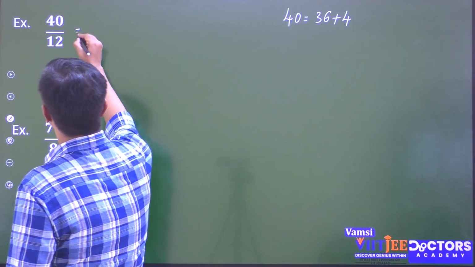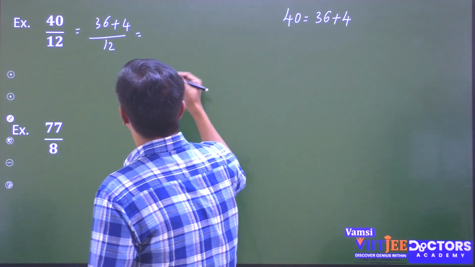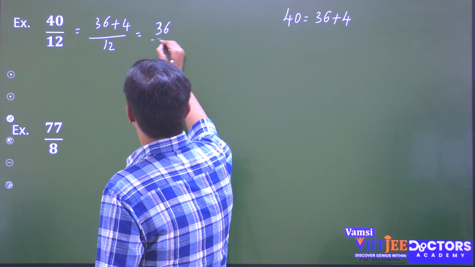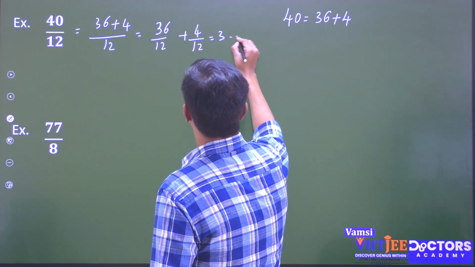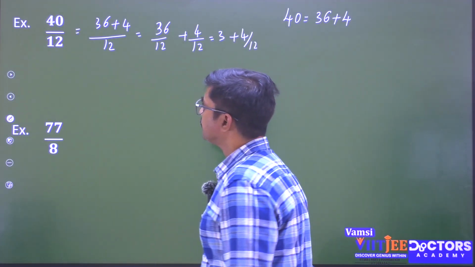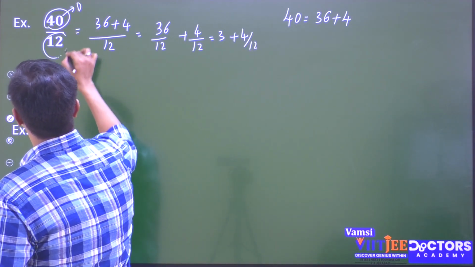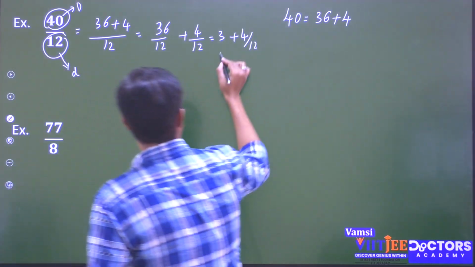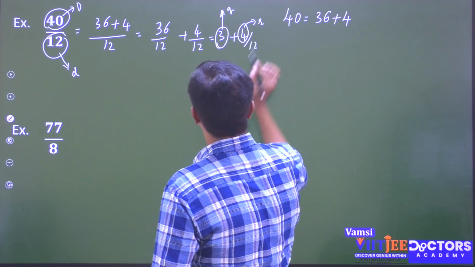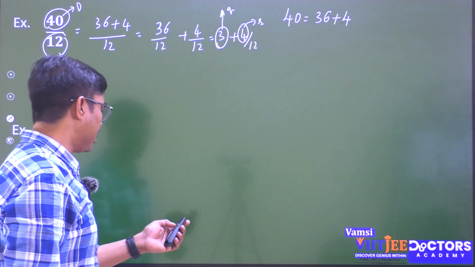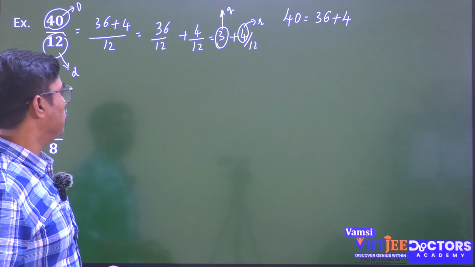So if I write that here, 36 plus 4 divided by 12, and then split it into two ratios, 36 upon 12 plus 4 upon 12. 36 by 12 is 3. 3 plus 4 by 12 is what I get. So this is the dividend, capital D, and this is the divisor, small d. And whatever 3 I'm getting, this is the quotient. And then this 4 is the remainder here. So this is another way of writing it. You can go back and check this relation: D by d equals Q plus R by d. That's what you have here.